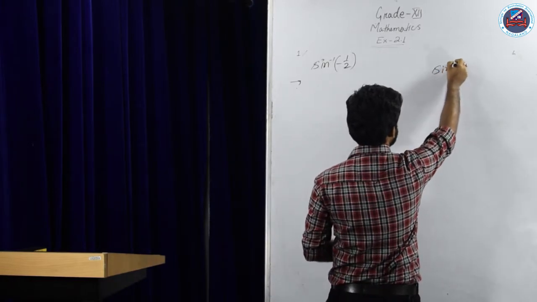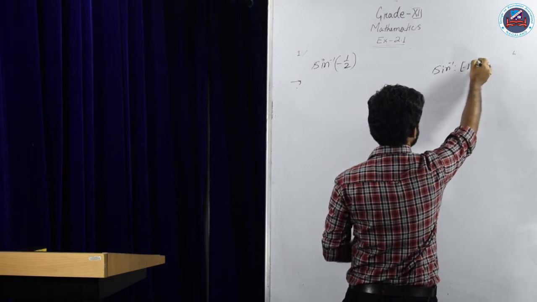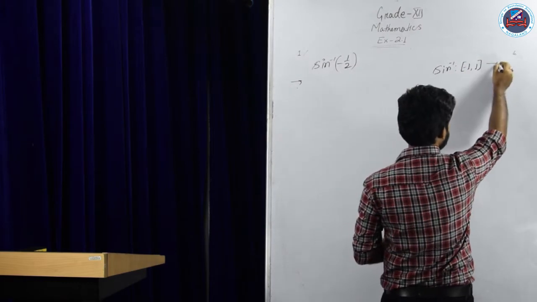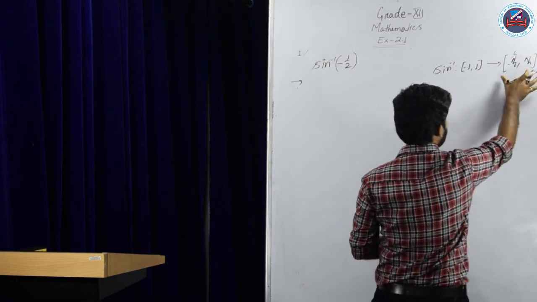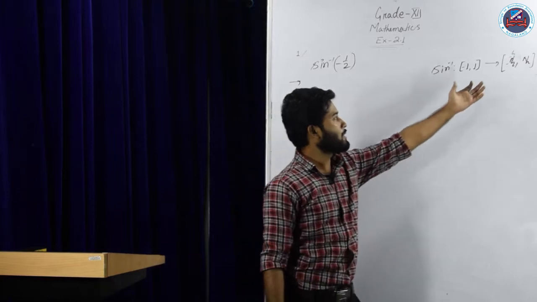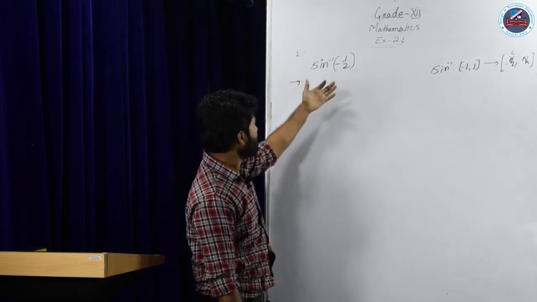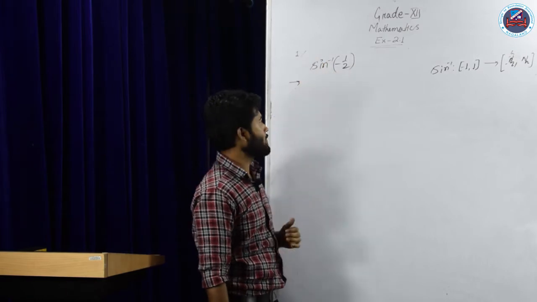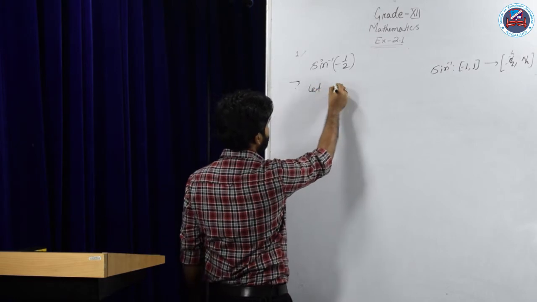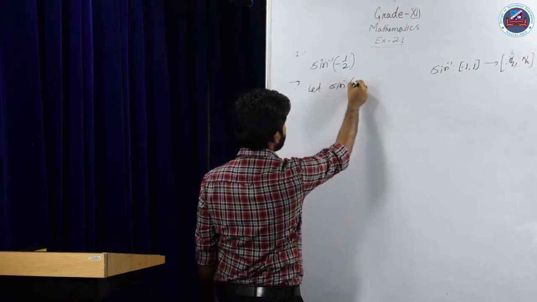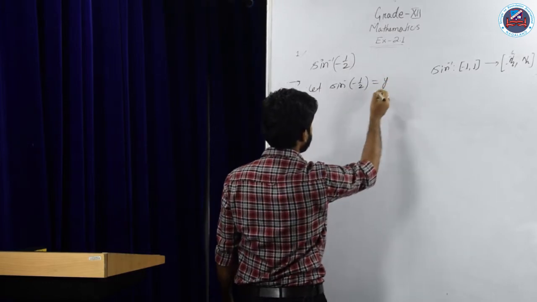The sine inverse function is defined in the interval -1 to 1. And what is its range? It is minus pi by 2 to pi by 2. And what is this? This is the principal value branch. Okay. So we need to find the principal value of sine inverse of minus 1 by 2. So let us see. Let sine inverse of minus 1 by 2 be equal to y.